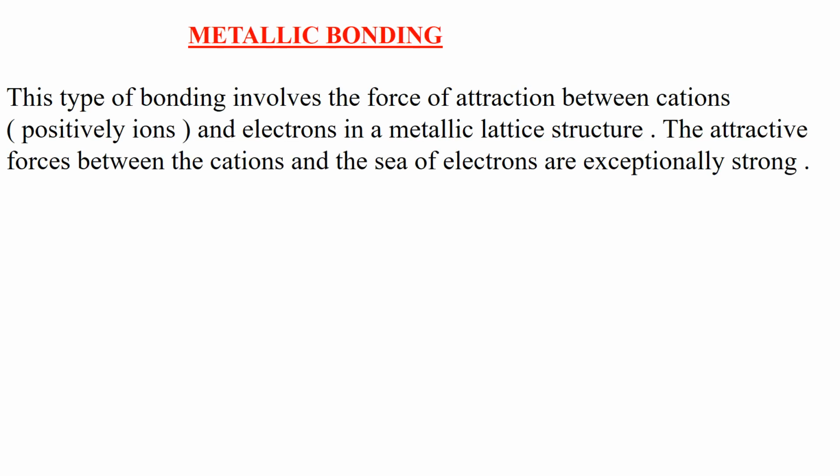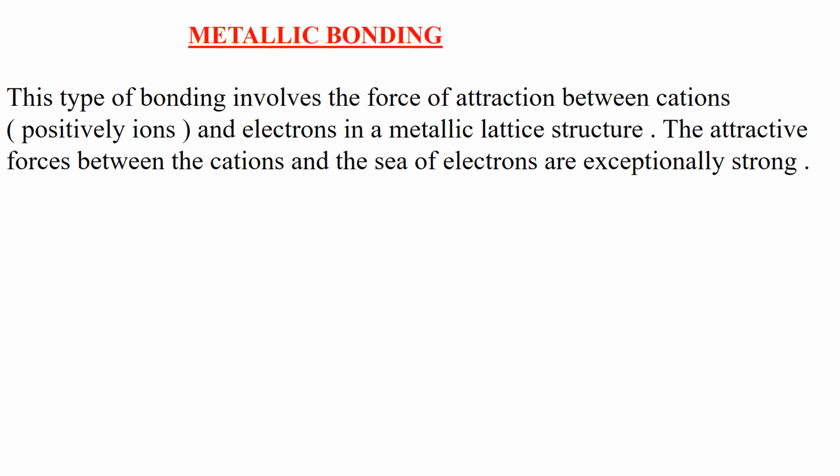What is this metallic bonding, or what is involved in this metallic bonding? Basically, this is a type of bonding that involves the force of attraction between cations. Cations are simply positive ions, and these are metals.